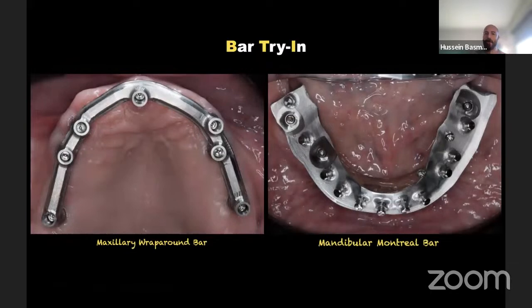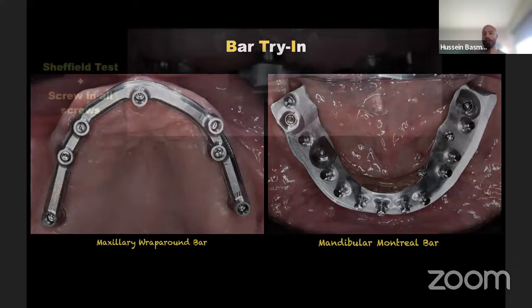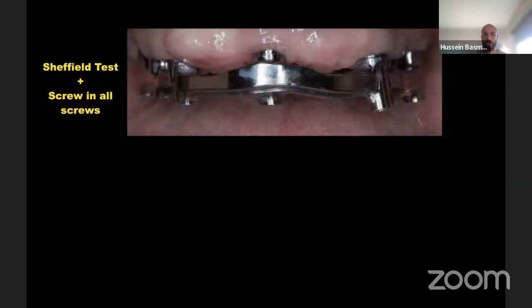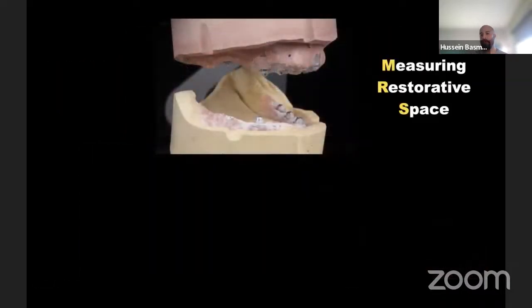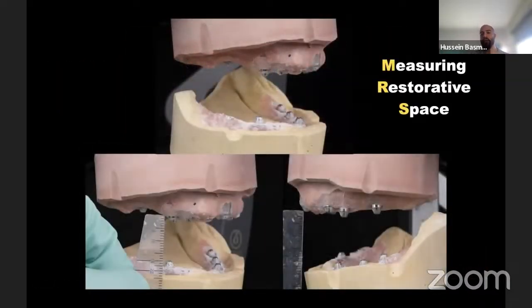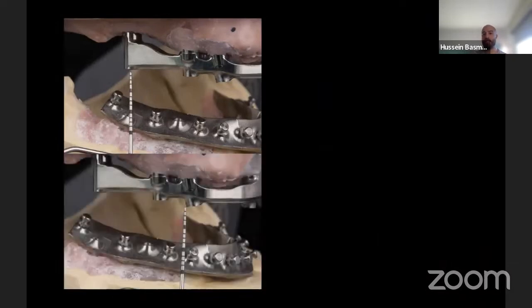To go back, the maxillary wraparound bar is what we use in the maxilla, and the mandible wraparound in the mandible. Now when we are checking this bar, we have to place it in the mouth. We do the same thing. We will put the Sheffield test, one screw on one side, and the whole prosthesis should fit well. If there is any misfit in those cases, then we have to take the impression again. But at this time, it's too late because this bar is kind of expensive and we already spent some time on it, so we have to make sure that this bar has a passive fit. Then, based on that, we have to measure the restorative space.